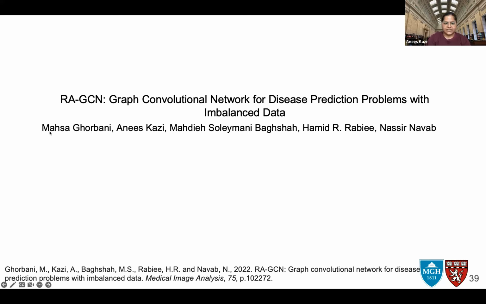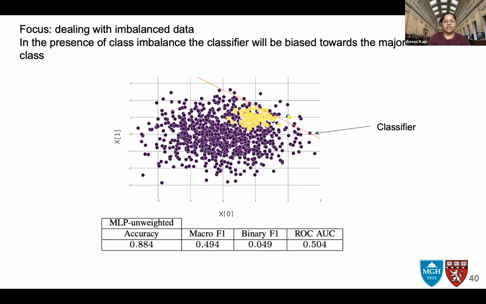So she was the PhD student that I used to work with during my time in camp. And the work is RAGCN, that is Graph Convolutional Network for Disease Prediction Problem with Imbalanced Data. So here what we are trying to focus on. So let's say you have a completely imbalanced data and the data distribution looks like this, right?